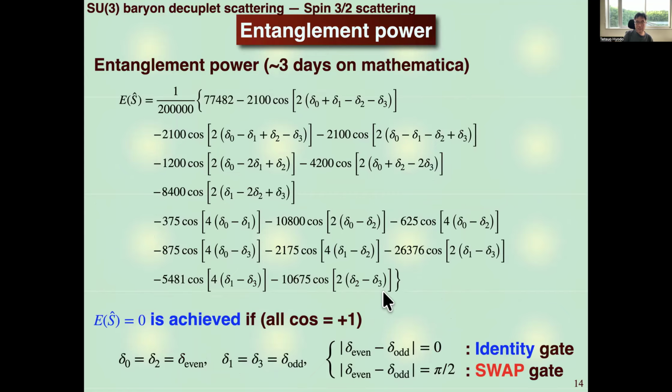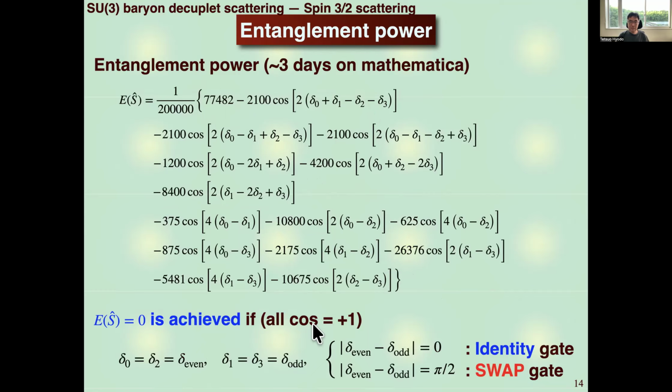It's very complicated, but the point is that the entanglement power is given by some cosine of the phase shift difference, where the combination of the phase shift can be different from 0, 1, 2, 3, and so this kind of structure with some specific coefficients. It's a bit complicated, but the basic structure you can see is that some constant term has a positive sign, and all the others are some negative coefficient times cosine of the phase shift difference. And if you carefully count all these numbers, this constant is equal to the sum of all these coefficients in front of the cosine terms.